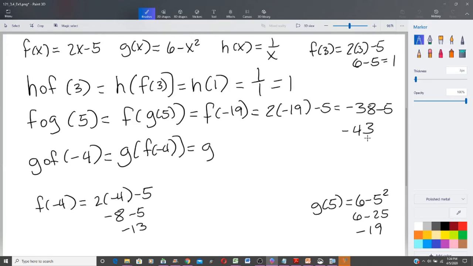So this problem has become g of negative 13, which for us means 6 minus negative 13 squared. Now, negative 13 squared is 169. And so we've got 6 minus 169, which is going to give us negative 163 as our final answer. So I think it's a lot better when you do put numbers into it because, again, you get numbers out of it. It feels like the payoff at the end is a lot more substantial than getting another equation.